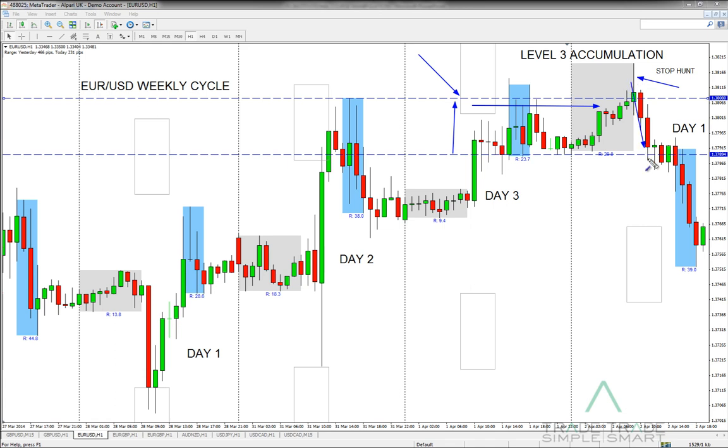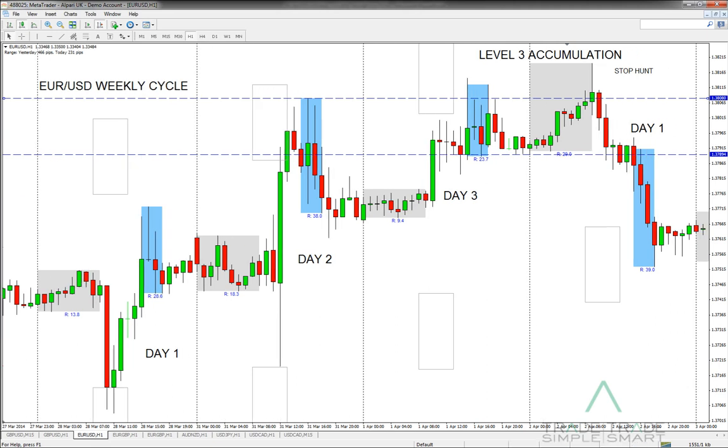And as we see, the price breaks the range of the level 3 accumulation zone and closes well below it. So again, once we see this stop run and break of the range, we're going to consider this our phase 1 or our first leg of our new trend.